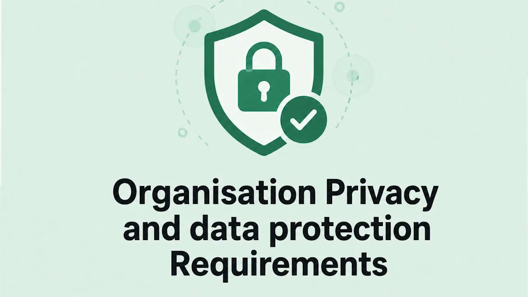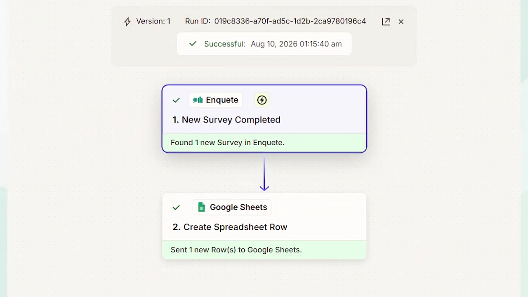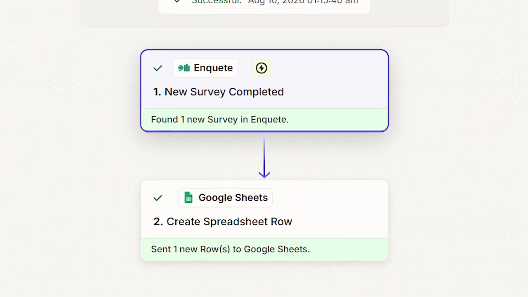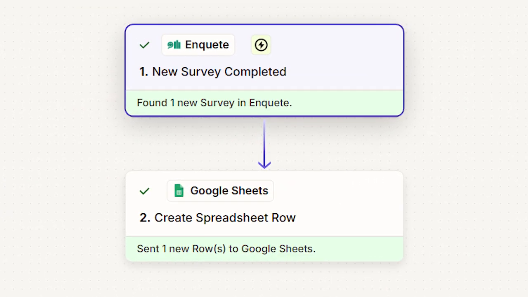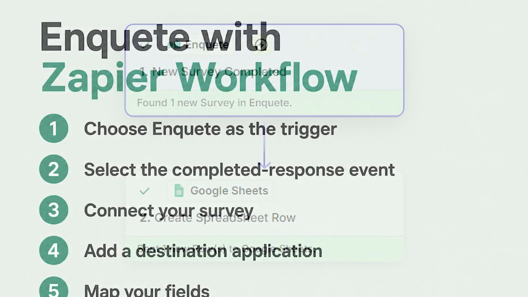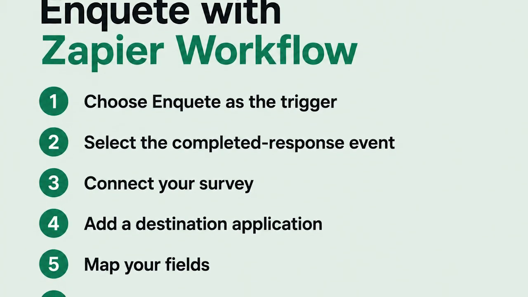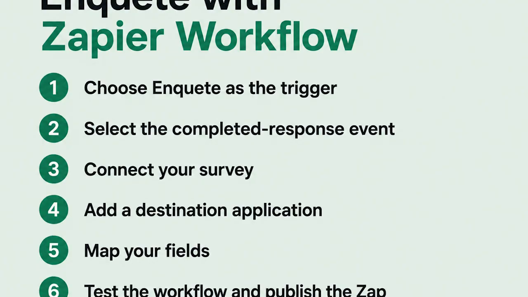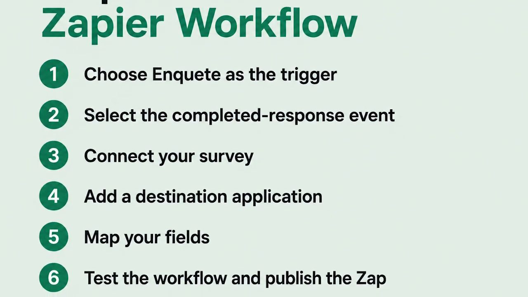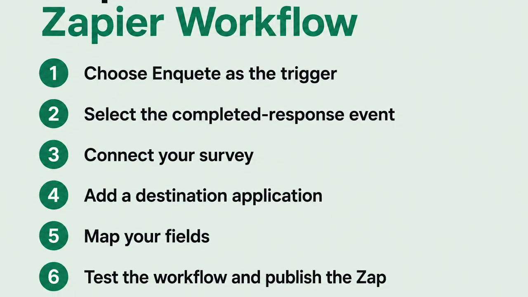When sending personal information to another application, always ensure that the destination and workflow comply with your organization's privacy and data protection requirements. You have now connected Enquete with Zapier and created an automated workflow that sends completed survey responses to Google Sheets. The process is straightforward. Choose Enquete as the trigger, select the completed response event, connect your survey, add a destination application, map your fields, test the workflow, and publish the Zap.